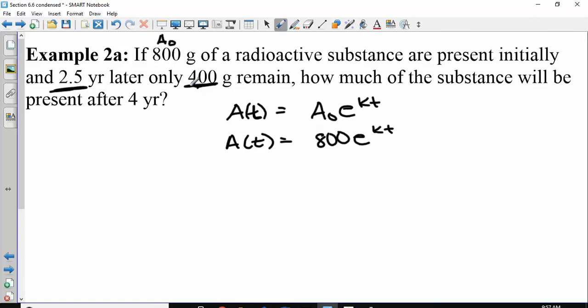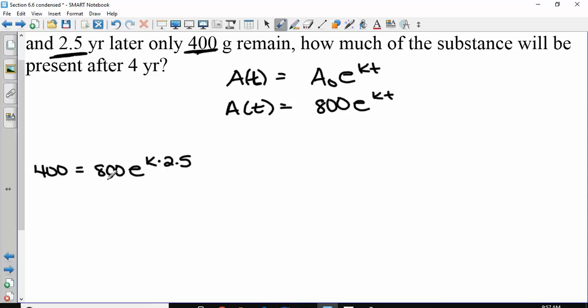And so what we'll do is use the numbers they gave us to find that. So 2.5 years later, only 400 grams remains. So the A of t, the amount, was my 400. Well, 800 e, we don't know k yet, but my time in this scenario, 2.5. All right. So if you wanted to solve, what would you do with that 800? Divide it. 400 divided by 800 is 1/2. K times 2.5 is just 2.5k. Then what would we have to do? ln.